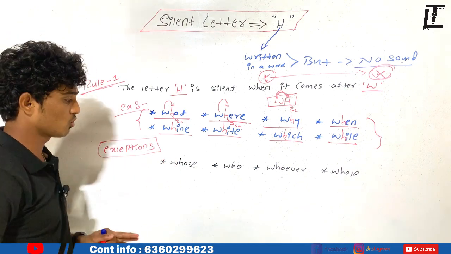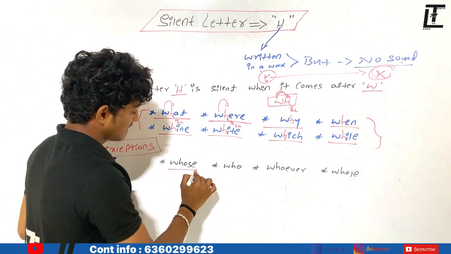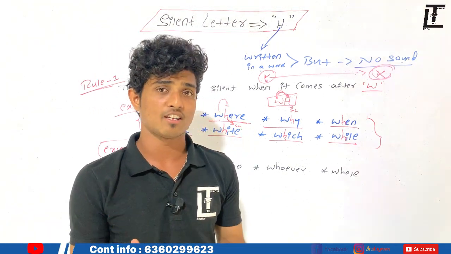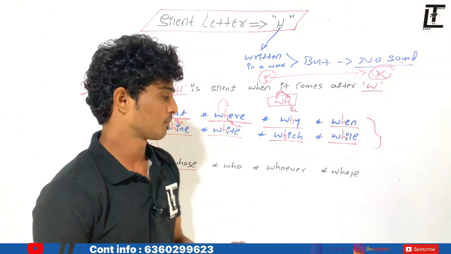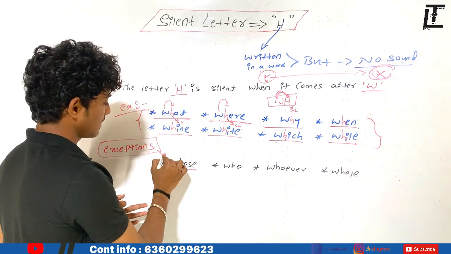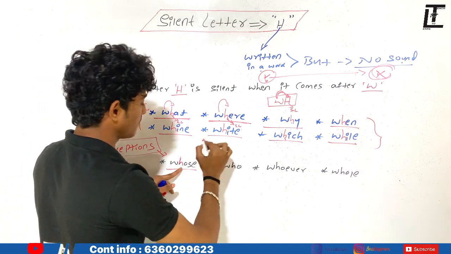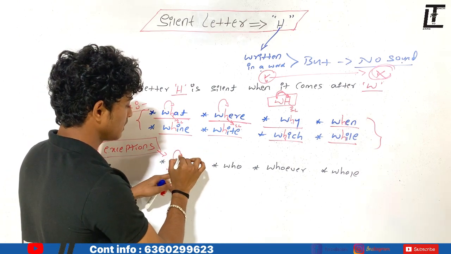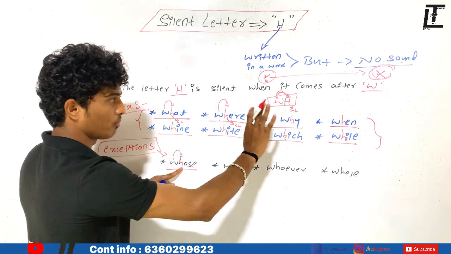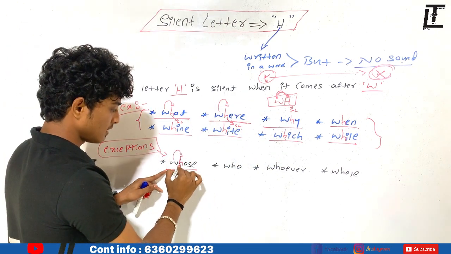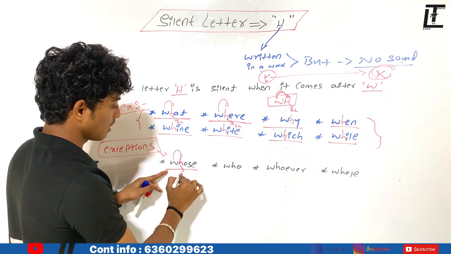The exceptions are most important. An exception is something that doesn't come under the rule, that doesn't follow any rule. The first word in the exceptions is whose. We discussed that when the letter H comes after W, it is silent, but an exception doesn't follow any rule. The H is not a silent letter.